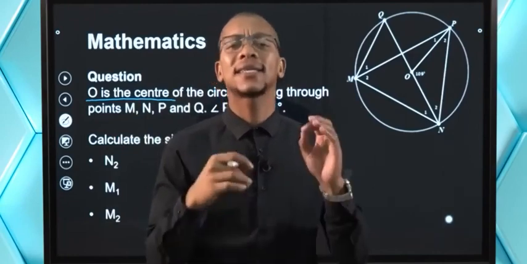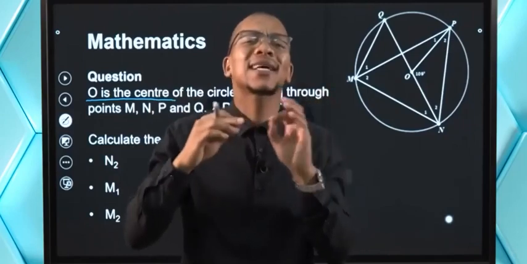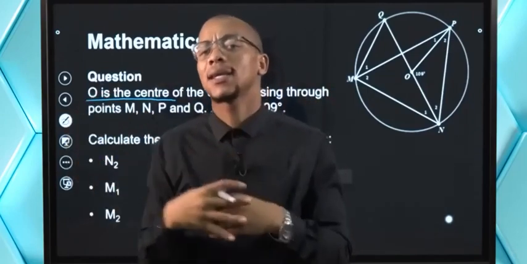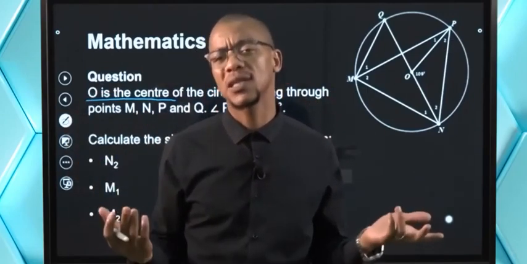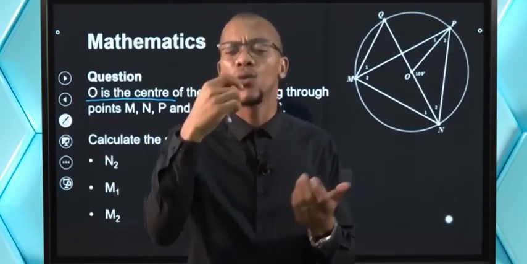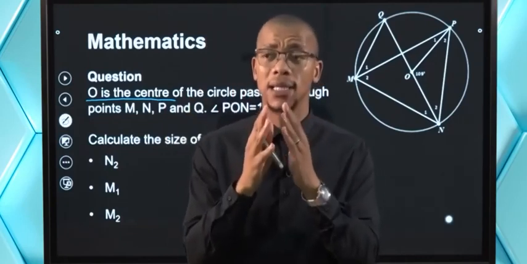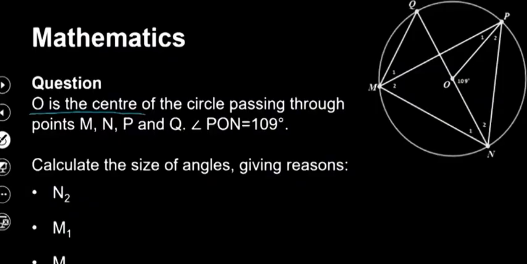Or I can say circle center O, or circle O. If I say circle O, it means O is the center. We normally use O most of the time to represent the center, because it's like the origin. So O, origin, right? But you need to be told that it is the center. So please note that. And then passing through the points M, N, P, and Q.